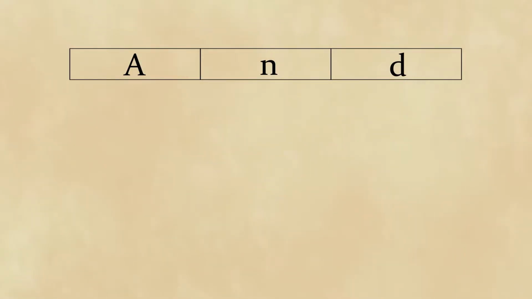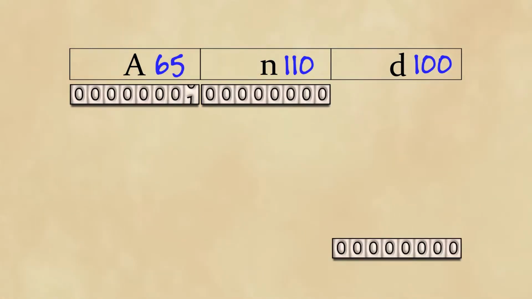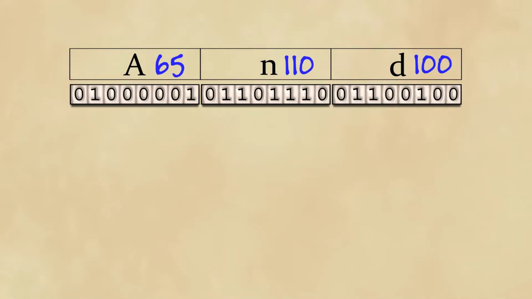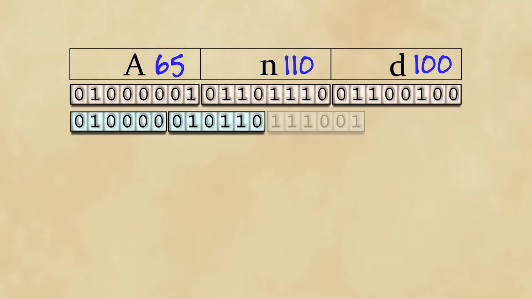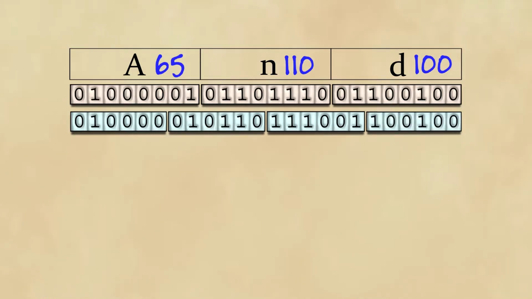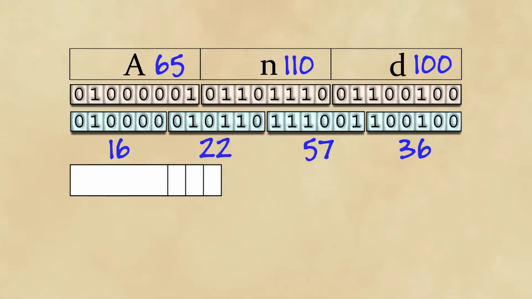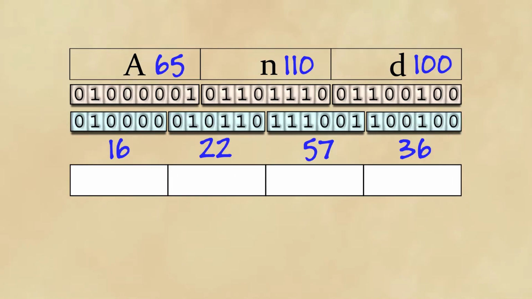Say we have the word AND in our input. These characters have decimal ASCII values of 65, 110 and 100. In binary we have 3 bytes represented like this. So what we do now is reinterpret these 3 bytes as 4 6-bit segments. Each 6-bit segment can hold a value between 0 and 63, and in this example we have 16, 22, 57 and 36. These values are used to derive the encoded characters that represent our output.